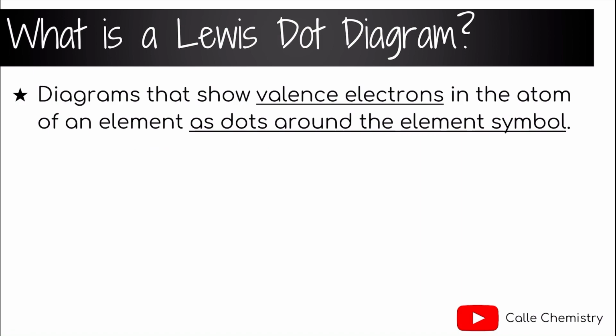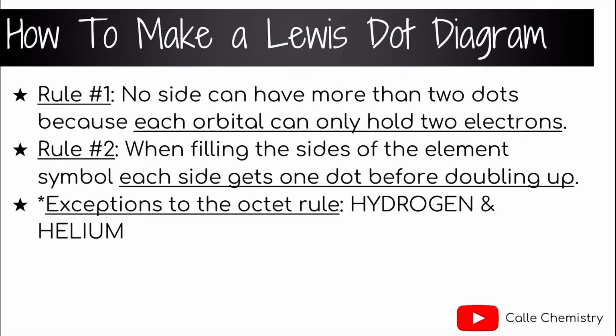So what is it? It's a diagram that shows the valence electrons of an atom as dots. So they're represented as dots around the element's symbol. Now there are rules to drawing these. The first one is that no side has more than 2 dots, because each orbital can only hold 2 electrons. Rule number 2, when filling the sides of the element symbol, each side gets 1 dot before doubling up.